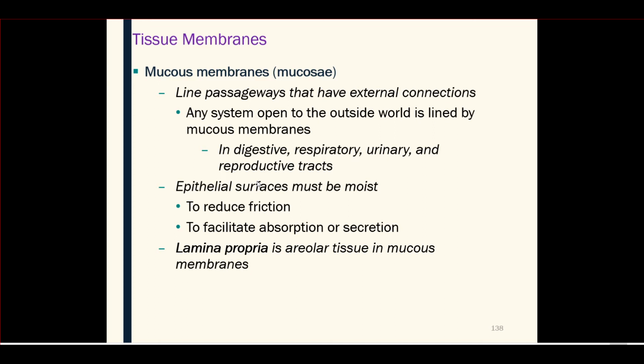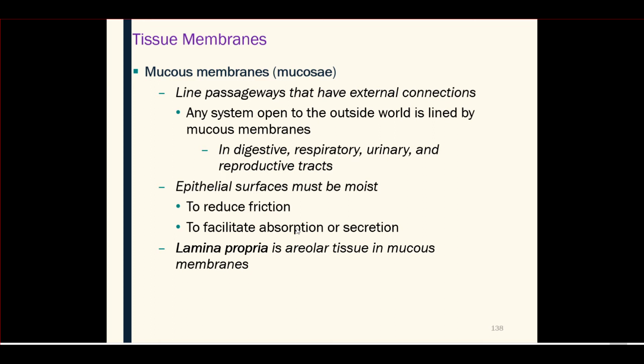And one of the reasons we need to have these systems with a mucous membrane is the epithelial surface of these systems needs to be moist. And that's important for the system to function. It's going to help to reduce friction by the membranes producing moisture. It also helps to facilitate any absorption that we're going to be doing, absorbing, say, nutrients for the digestive system, or secretion, getting rid of something from the body.